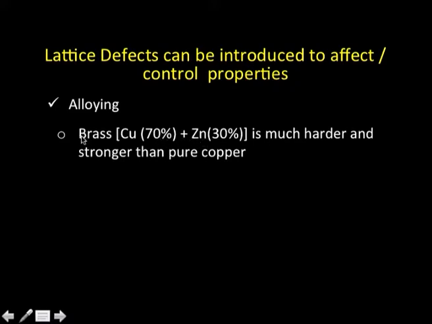So, that means this brass happens to be much harder and stronger than the pure copper there. That means if I want to alter this property, the hardness of the metal, I can alloy it with zinc and get brass. So, we are trying to introduce some kind of an impurity or imperfection from outside and try to alter the property of the material there.